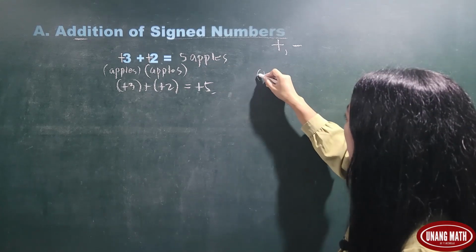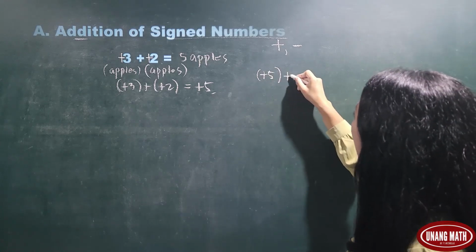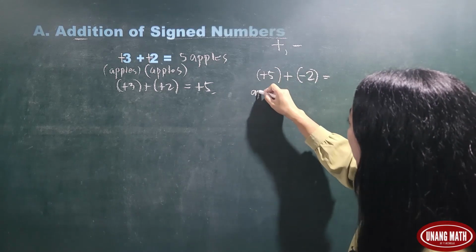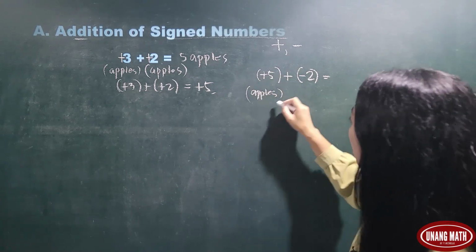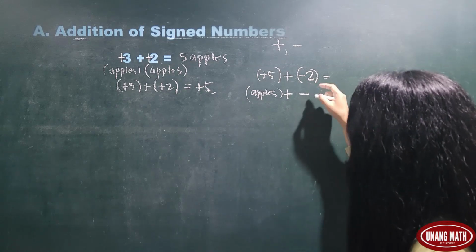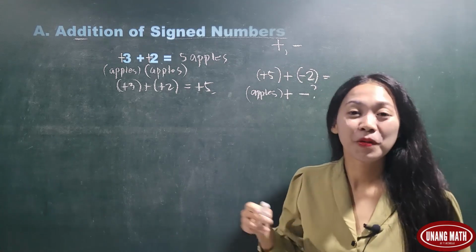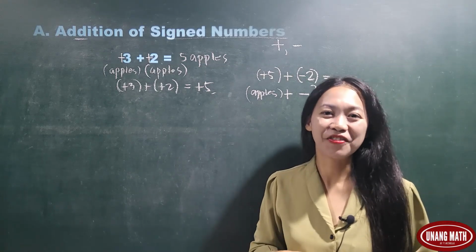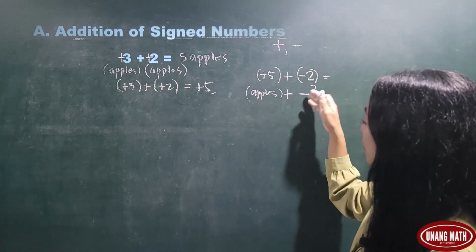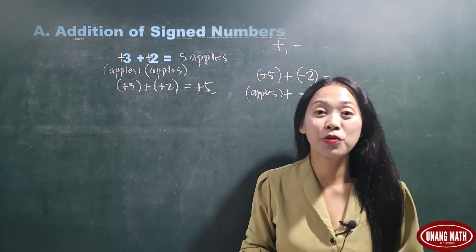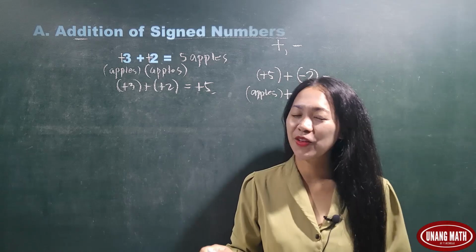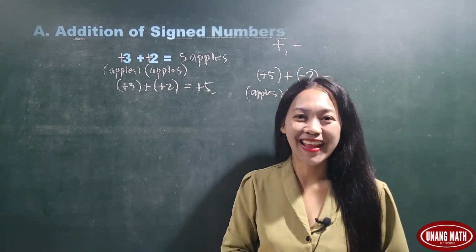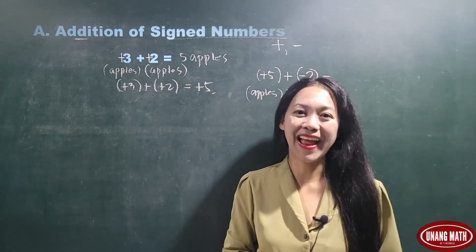Example, positive 5 plus negative 2. Let's say 5 apples plus negative 2 apples. We actually don't understand this because we don't see negative numbers. So for us to solve this kind of problem, we will use the number line. Why do we need to use the number line? It's because we can see the negative numbers on a number line.